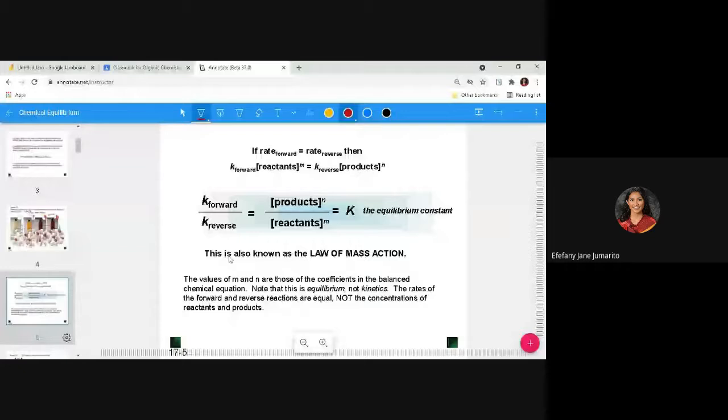Okay. So now let's go again. If the rate of the forward is equal to the rate of the reverse, that is at equilibrium. If the rate of the forward reaction of the reactants is equal to the rate of the reverse reaction of the product, then that is at equilibrium. Our K here is the equilibrium constant. So notice, class, it's big K.